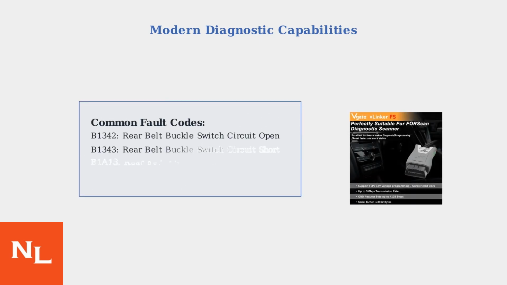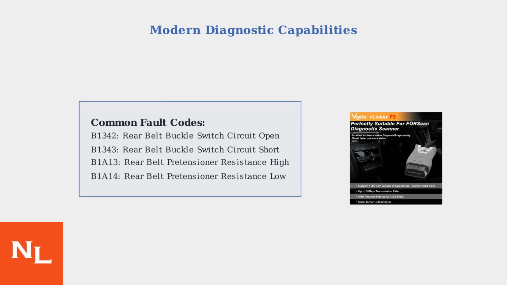Modern Ford vehicles from 2015 onwards provide detailed diagnostic capabilities through professional tools like 4Scan and OBD2 scanners. These tools can identify specific fault codes that pinpoint the exact problem within the rear belt monitoring system.